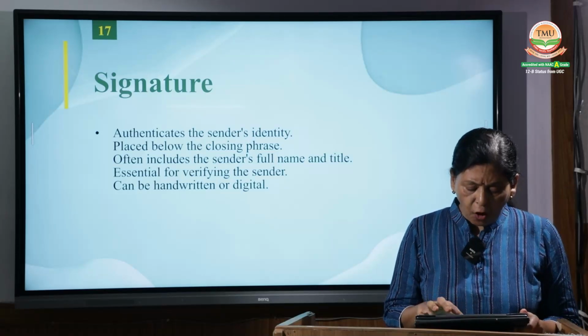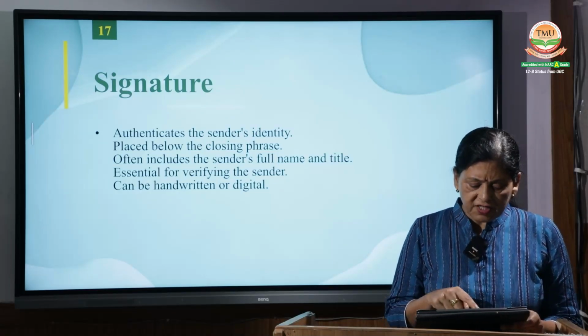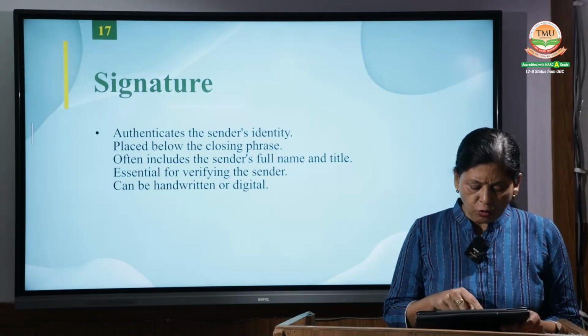Then after the signature block, we have the enclosures.